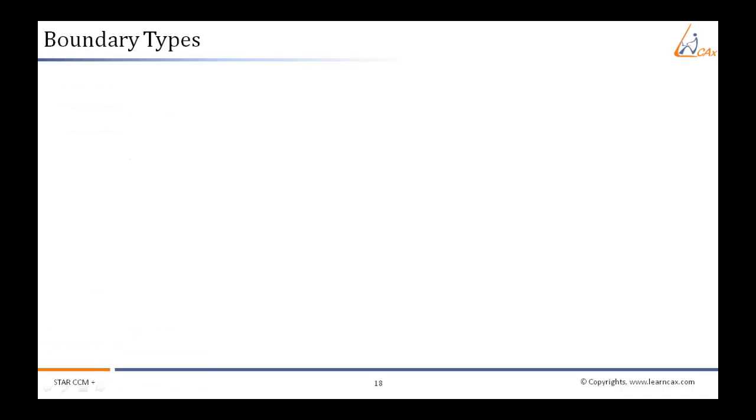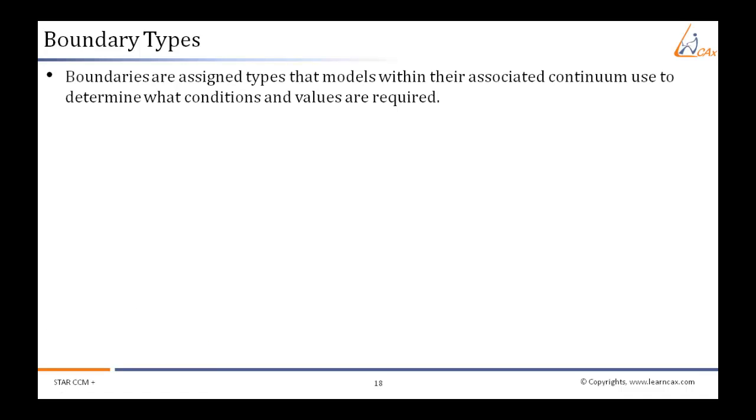Boundaries are assigned types within their associated continuum. They are used to determine what conditions and values are required. Star CCM Plus recognizes 9 different user selectable boundary types.